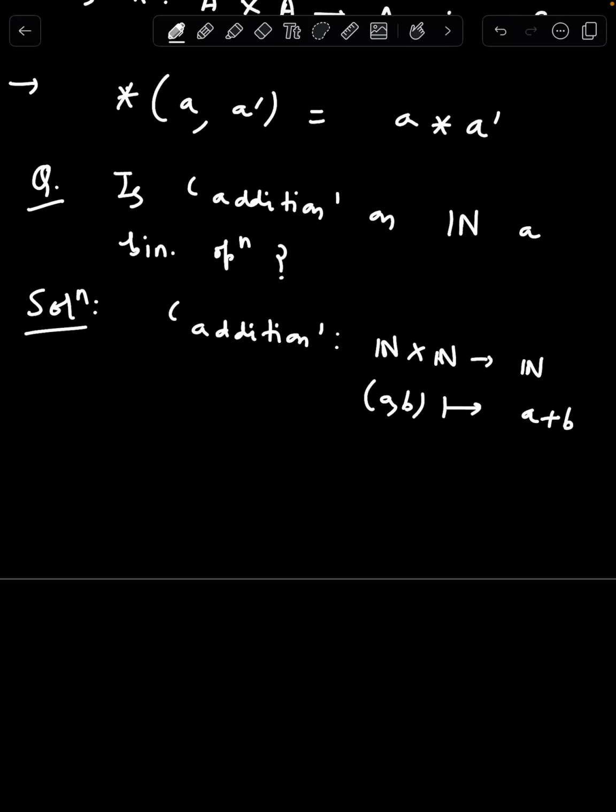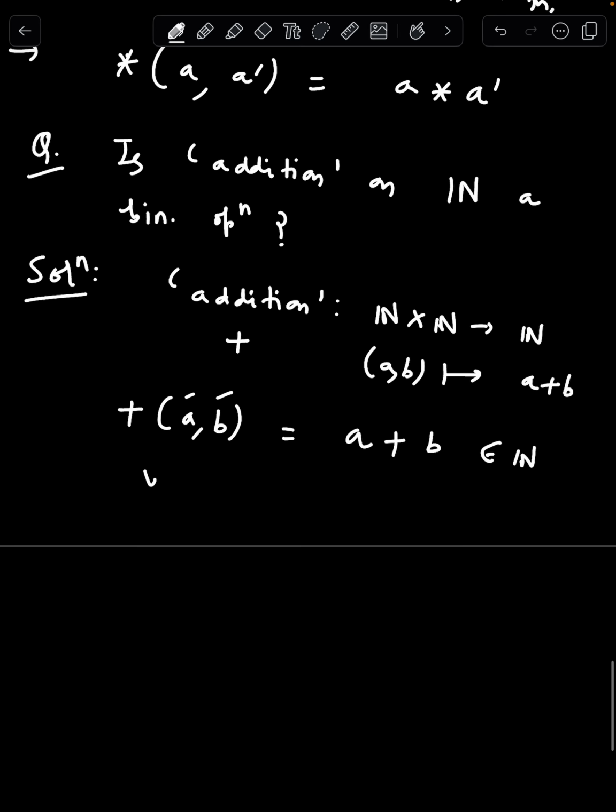So we can denote this addition by say like this also. So what is plus of A comma B is A plus B, right? But you know that if A and B are both natural numbers, then A plus B is also a natural number. So yes, it is a binary operation.